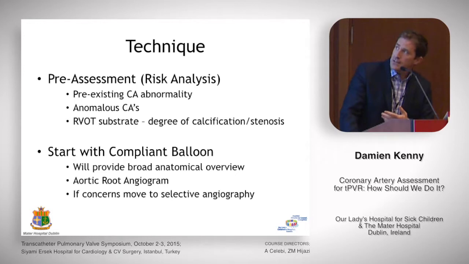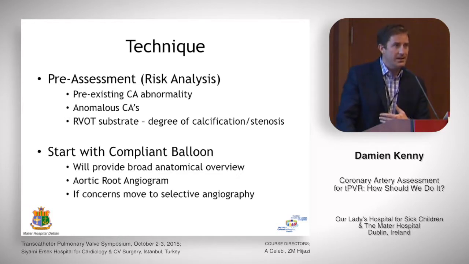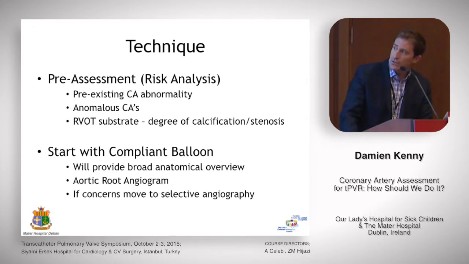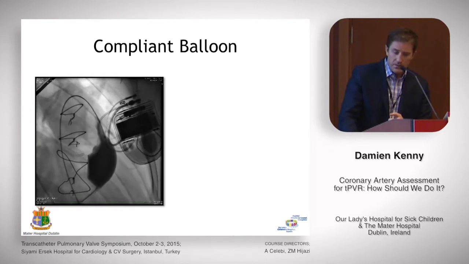So we talked about pre-assessment and the risk analysis in those with pre-existing coronary artery abnormalities. I think it's also important to acknowledge the RVOT. If this is a native RVOT or if there's a heavily calcified conduit, it probably is going to influence how we assess the coronaries. My advice, although this is not necessarily data-driven, is that we start with a compliant balloon. It provides a broad anatomical overview of what's going on. Start with an aortic root angiogram and assess, and then obviously if there are concerns, move to selective coronary angiography after that.